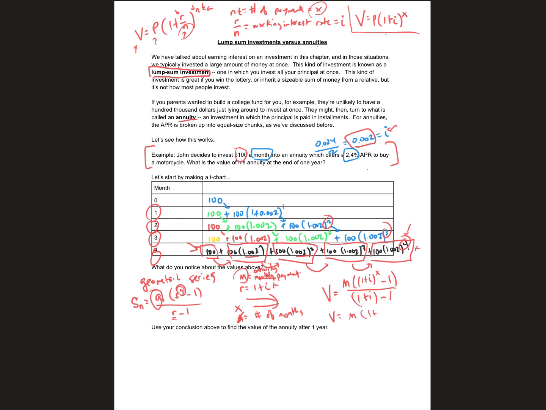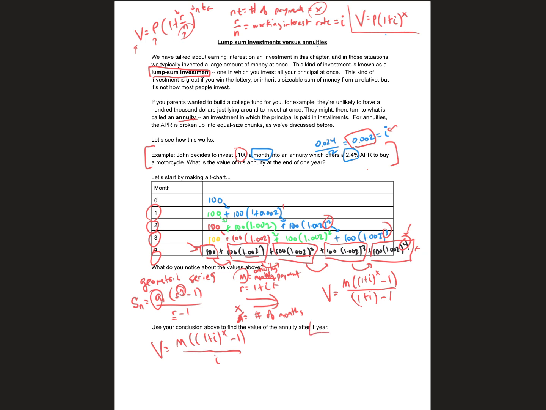Now you notice the thing on the bottom, 1 plus I minus 1, can be simplified. So when we do that simplification, we're going to get a formula for the value of an annuity, and it looks like this. Where M is the regular payment, I is that working interest rate, which is the APR divided by the number of payments you're making in a year, and X is the number of payments overall, which is calculated by the length of investment times the number of payments you're making per year.